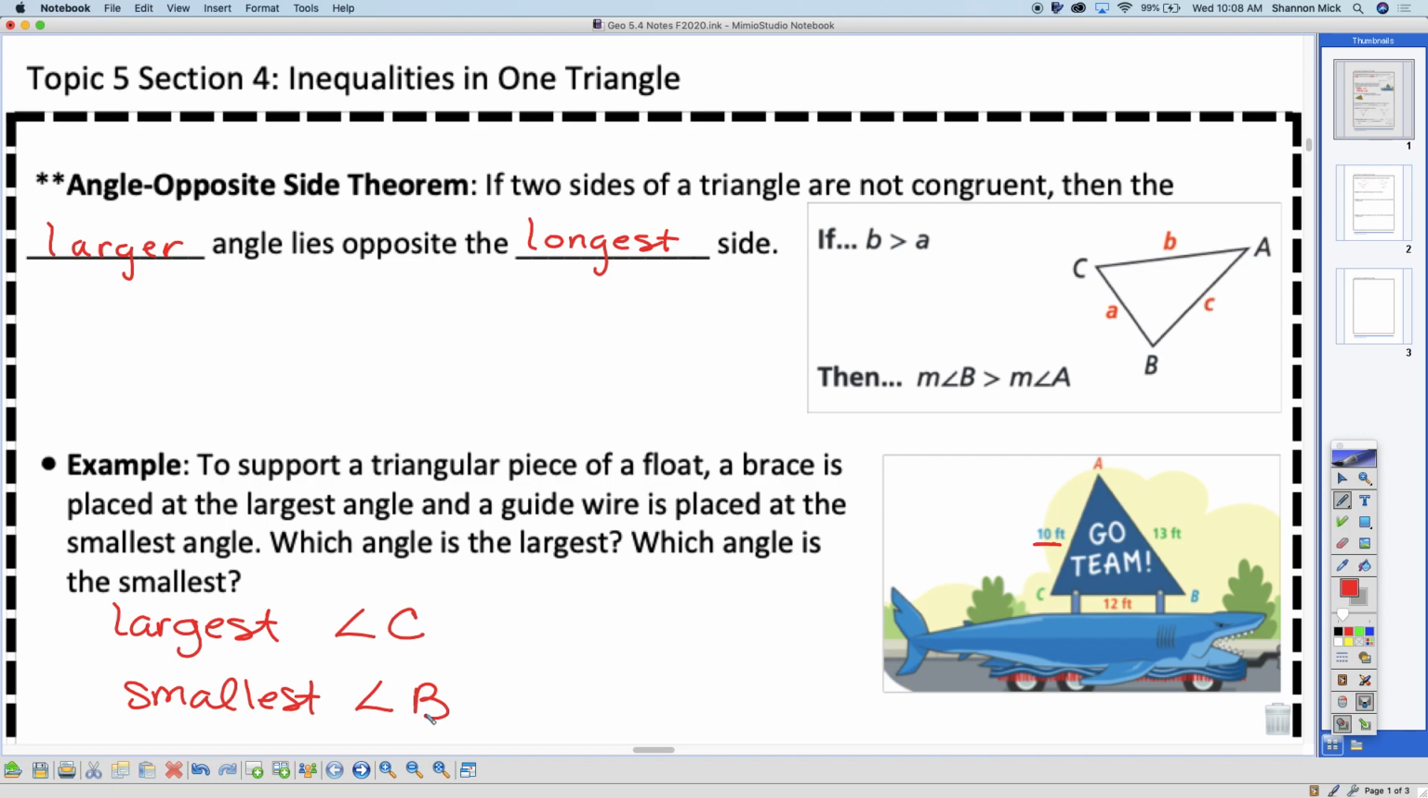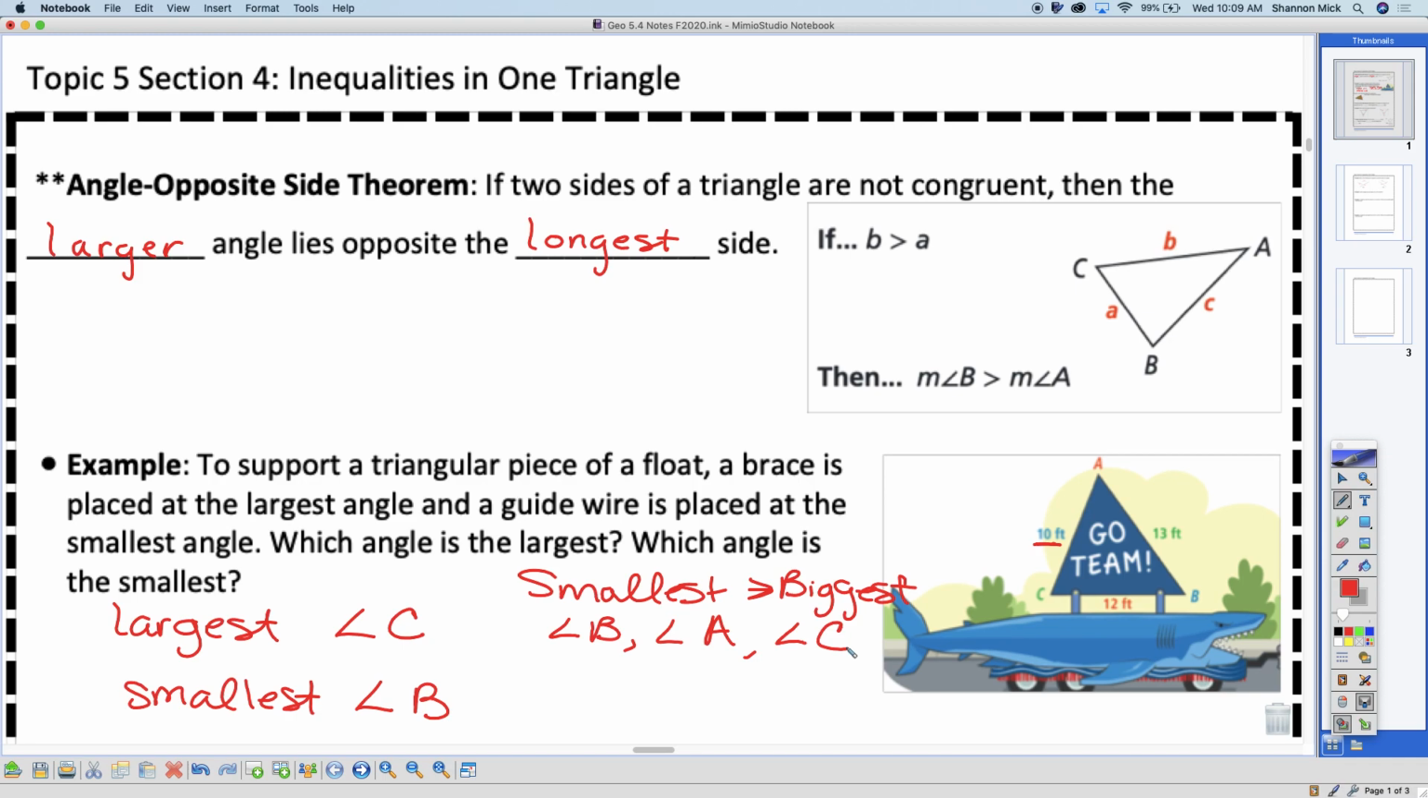So let's put these angles in order from smallest to biggest. Angle B, angle A, and angle C. Because that's the shortest to longest side lengths, correct? Does that make sense to everybody? Yeah. Okay, so try the next one.